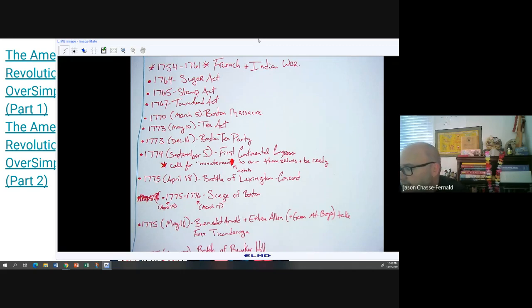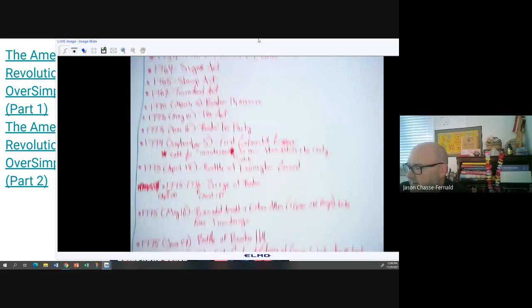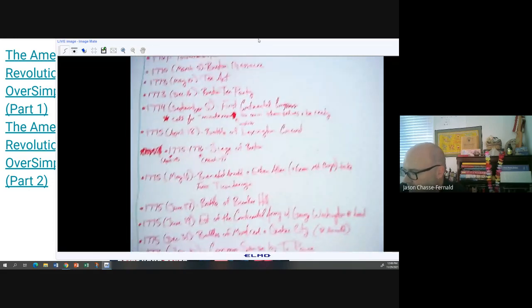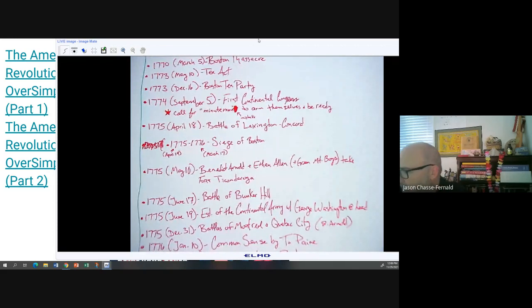Right, so that's Battle of Lexington conquered, and then of course immediately following that you see the British siege of Boston, and then shortly thereafter, so in May, you see Benedict Arnold meeting up with Ethan Allen and the Green Mountain Boys and the taking of Fort Ticonderoga, and that's in upstate New York. It's on the New York Vermont border. It's at Lake Champlain. Very pretty fort. You can still go visit it today.